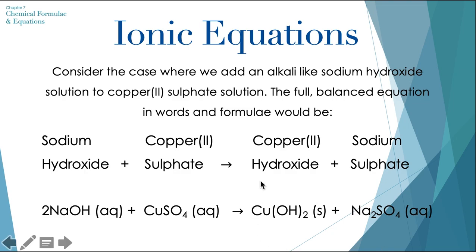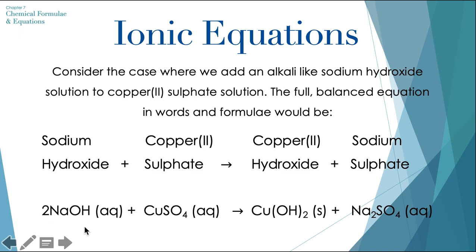So consider the case where we add an alkali like sodium hydroxide solution to copper 2 sulfate solution. The full balanced equation in words and formulae would be something like this. I have written it down in words and in formulae as well. So sodium hydroxide plus copper 2 sulfate form copper 2 hydroxide plus sodium sulfate. They kind of got crossed, haven't they? Sodium hydroxide, copper sulfate: sodium became sulfate, copper became hydroxide.